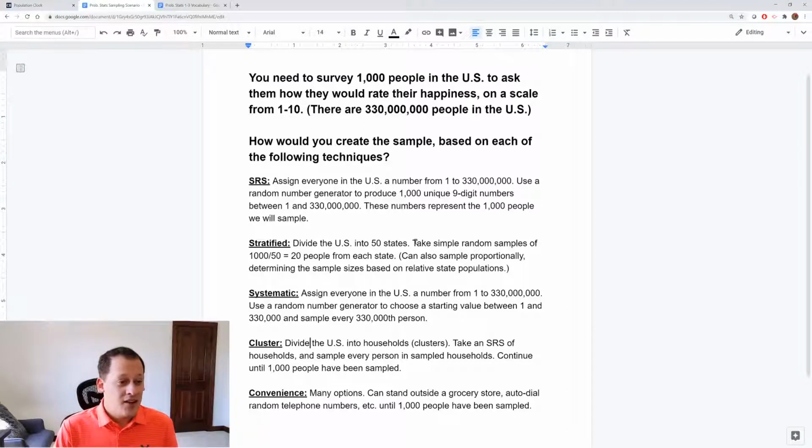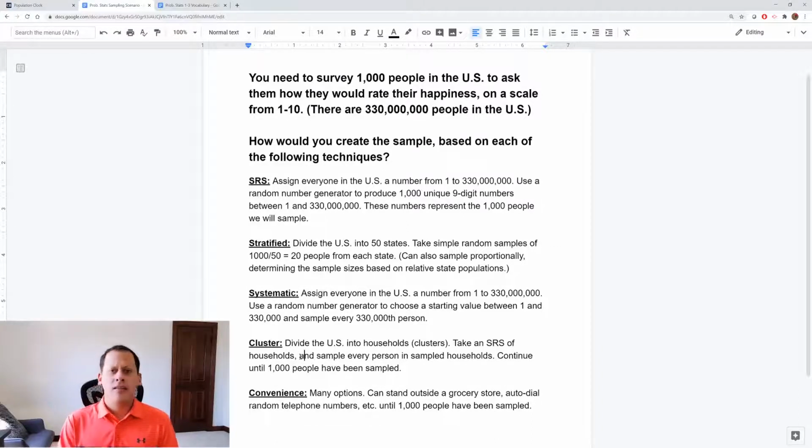For stratified though, to take a simple random sample of 20 people from each state, you would have to have a list of all the people in each state. That's the only way to take a simple random sample. Cluster is the only option that's random and doesn't necessarily involve you having to know everyone that lives in the United States, which is a big help because you don't know. So I think cluster is really the most reasonable sampling method here.